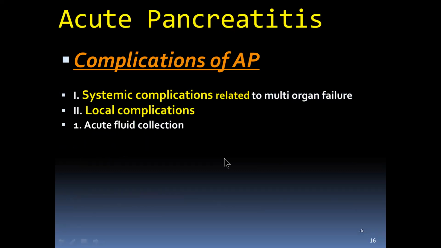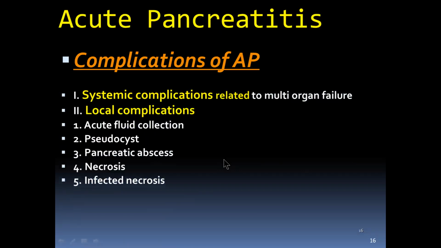What are the complications of acute pancreatitis? There are two types of pancreatitis complication. Systemic complication, which is related to multi-organ failure. Local complication, for example, acute fluid collection, pseudocyst, pancreatic abscess, necrosis, infected necrosis, hemorrhage, and venous thrombosis. So these are the local complications which may arise in case of acute pancreatitis.